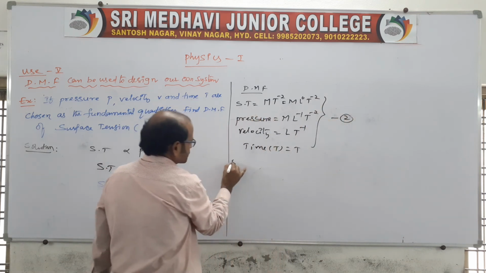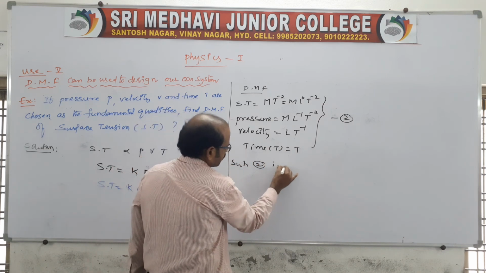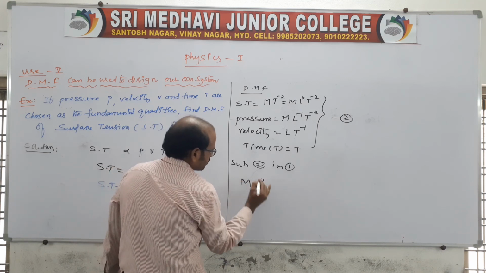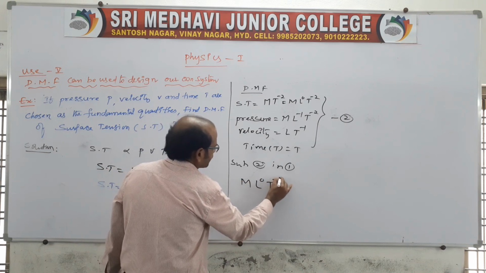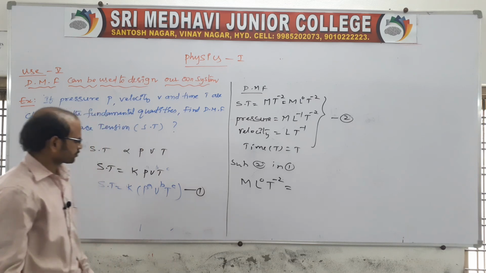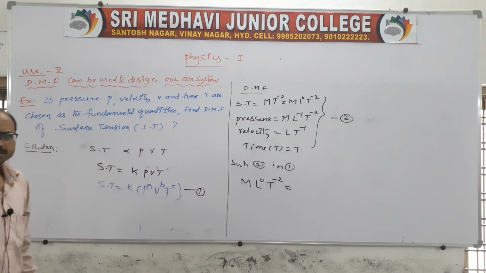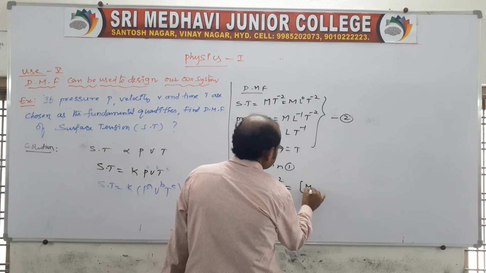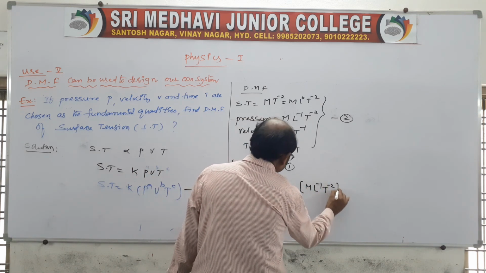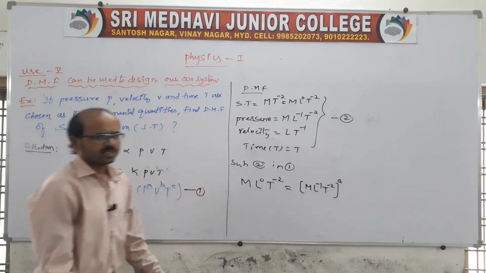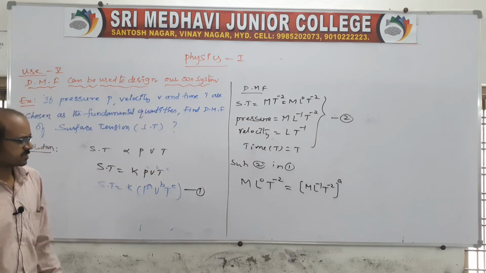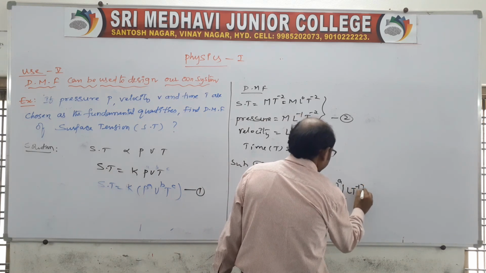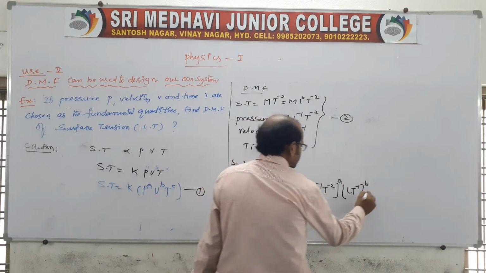Now substitute 2 in 1. Then the surface tension dimensional formula is M L^0 T^-2 = K, where K is the constant, not required, so you leave K. Take pressure, that is M L^-1 T^-2 to the power A. We used the same method yesterday in the previous class, right? So velocity you take as L T^-1 to the power B.